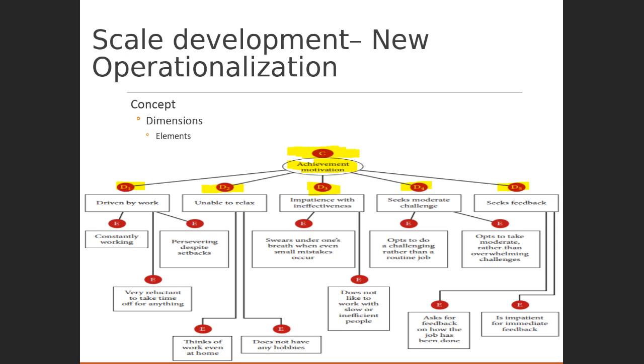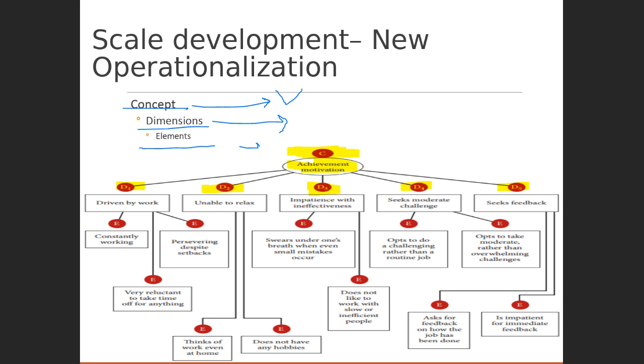Any scale includes 3 parts: the concept, the dimensions, and the elements. The concept is the variable. The dimensions are the broad categories of factors that are used to describe that concept or variable. And elements are the specific questions which are used to measure the dimensions and eventually the concept.